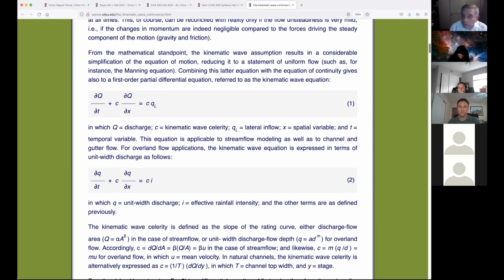Now, this equation 1 is for channel flow. But if we use it in overland flow, then we've got to call the uppercase Q lowercase q, and then you have to change the equation a little bit. Equation 2 is the one that is expressed in terms of unit-width discharge, and that's the one that applies for overland flow.